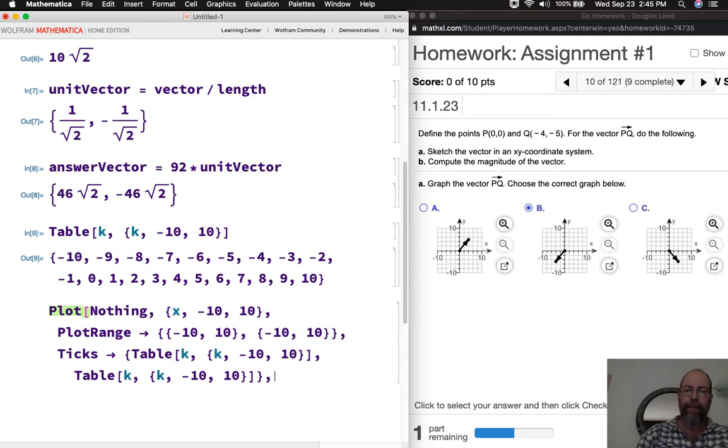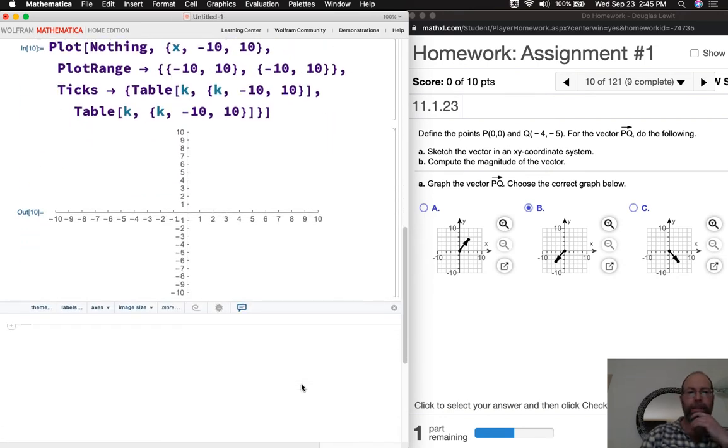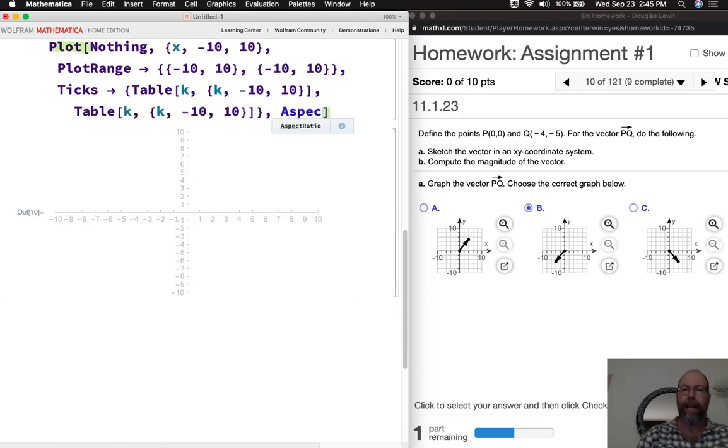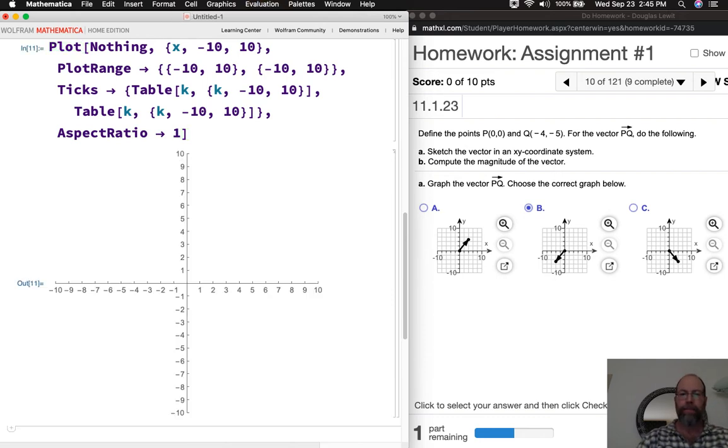Okay, so let's see what we have so far. Okay, it doesn't look too bad. However, I noticed the y-axis is shorter than the x-axis. So I'm going to change that with aspect ratio 1, which means that the y-axis will have the same length as the x-axis. And that's what that's going to look like.